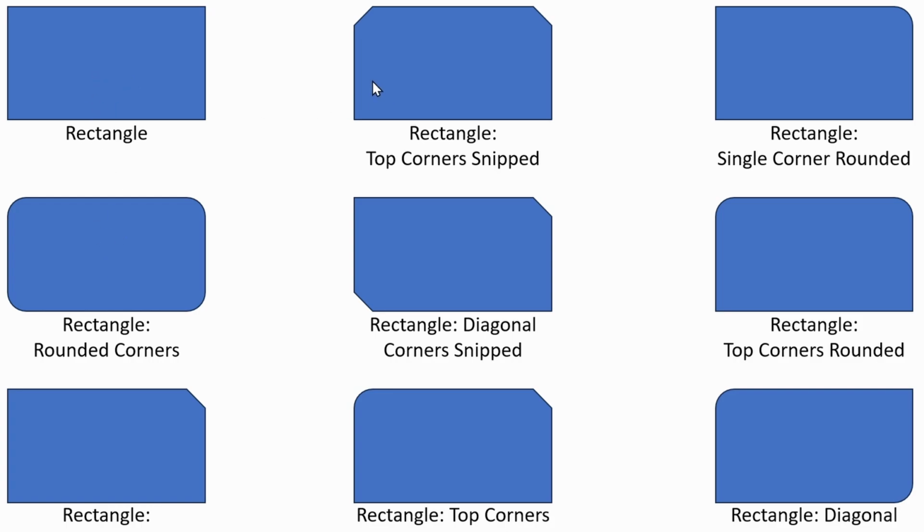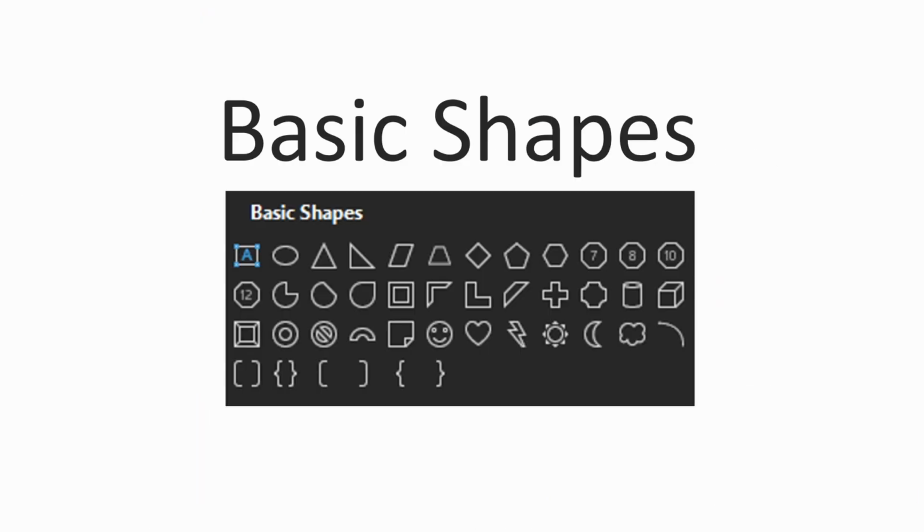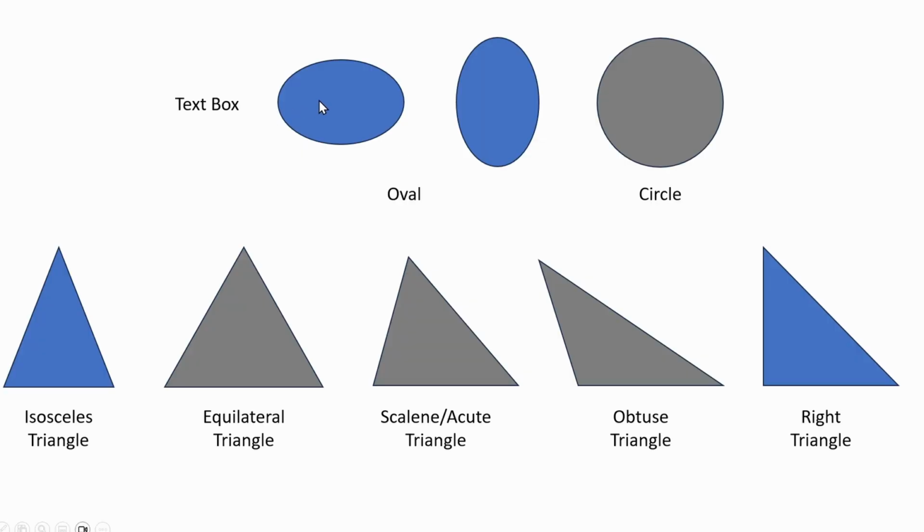There are others with snipped edges like this. There are rectangles with just one rounded corner, two rounded corners. This is also an interesting shape. Here we have two diagonal rounded corners. All of them can be useful. Then we have basic shapes, starting with ovals. If you hold down your shift key when you draw an oval, you will get a circle.